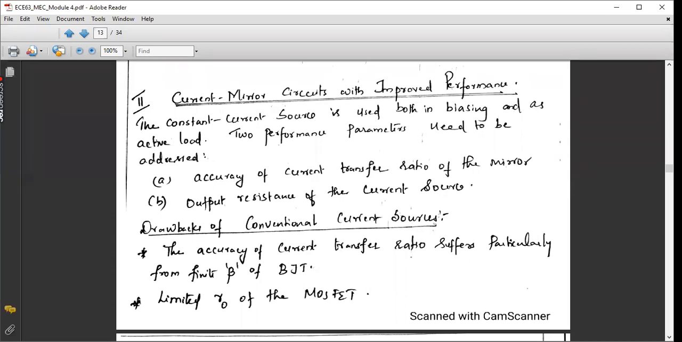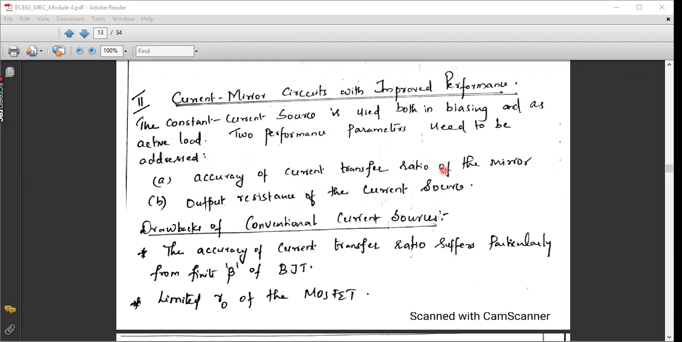What are the main performance parameters while assessing the performance of a current mirror circuit? You know that for any microelectronic circuit, the performance can be compared by using some specifications or parameters, isn't it? So here, if you take a current mirror circuit, we have two important parameters. One is the accuracy of current transfer ratio, and the second one is the output resistance. So please note down the two performance parameters of a current mirror circuit: one is the accuracy of current transfer ratio.